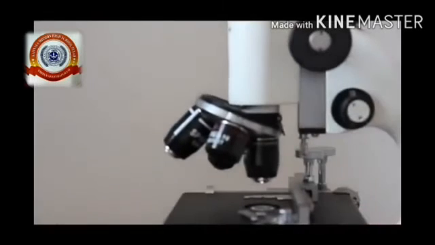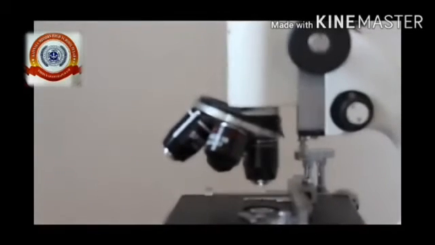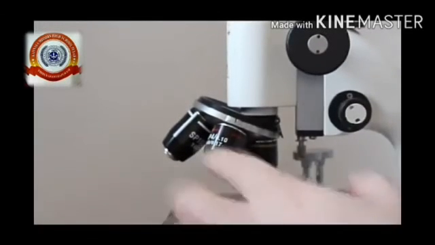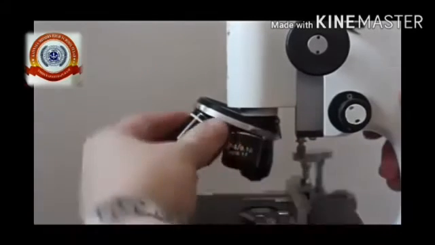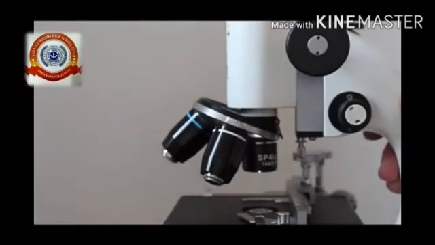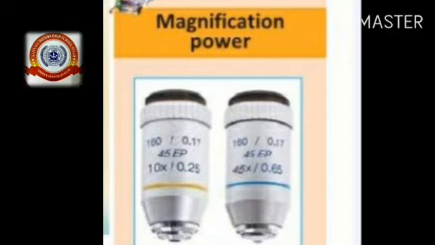The second one, objectives. These are major lenses used for specimen visualization. It forms a magnified, real and inverted image of the object. The magnification power of objective lenses is marked as 10x and 45x.